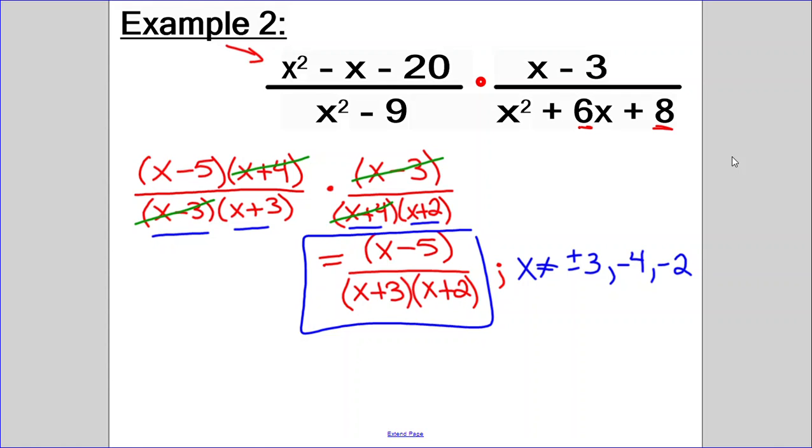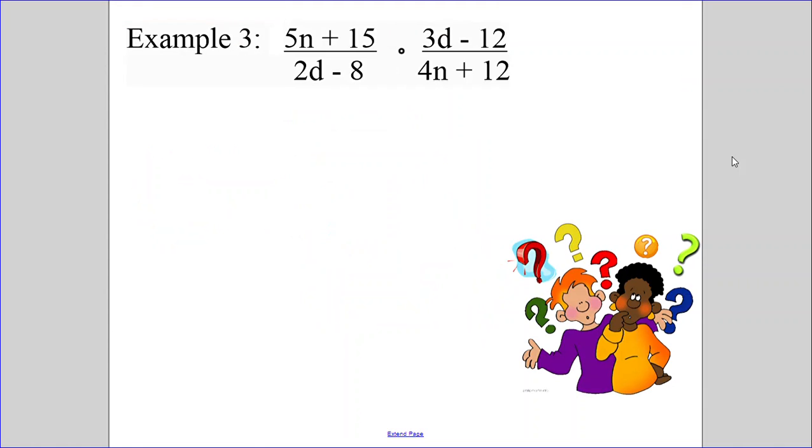So hopefully maybe you have a handle on how this looks. So what I'll get you to do is to try the next one on your own and see if you can simplify or work it out, and come back when you're ready and we'll go through the answer.